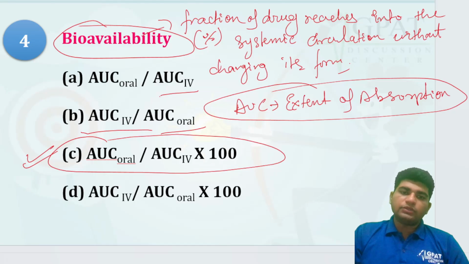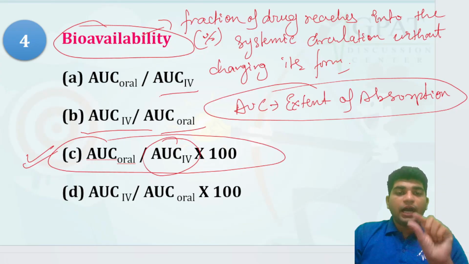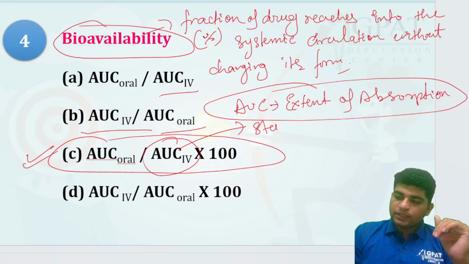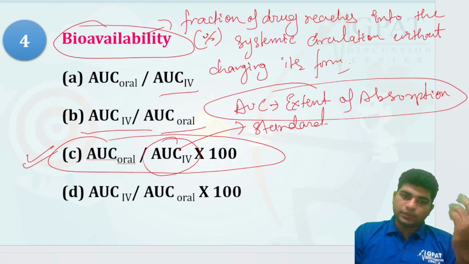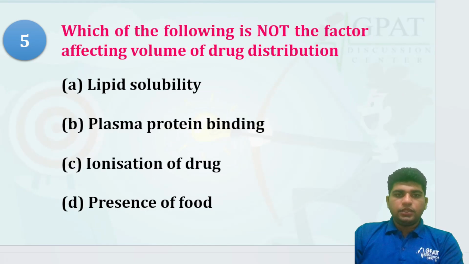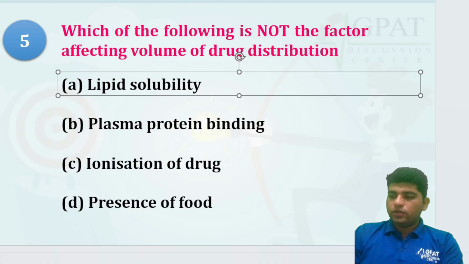AUC oral divided by AUC IV into 100. Why is IV in the denominator? Because AUC IV gives you 100% bioavailability. That is the standard one. It is considered the standard because the bioavailability of IV is 100%. Okay. So option C is the right one. Yes. Which of the following is not a factor affecting volume of distribution? Okay. Volume of distribution.